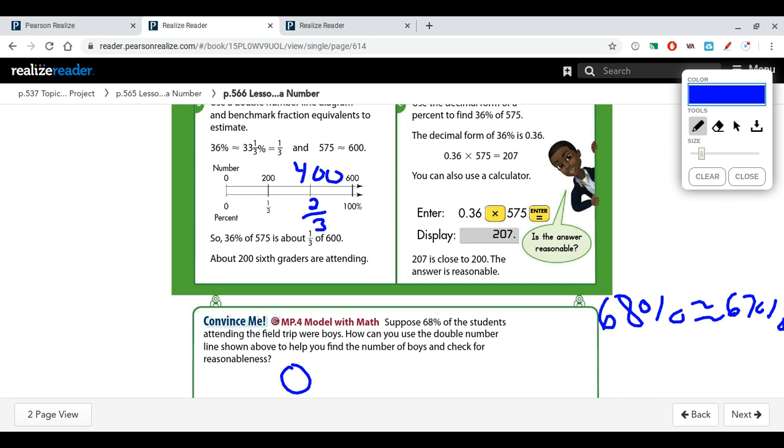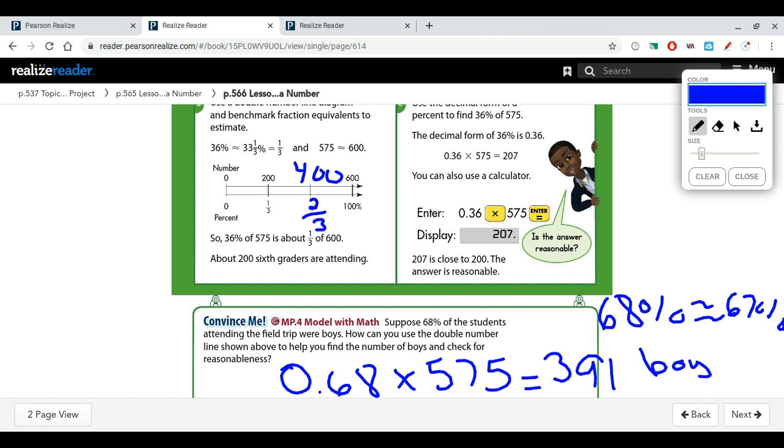So I'm going to take my 68%, write it as a decimal, and multiply that by 575. I write the equation so I can see what numbers you're using. So I'm going to do 0.68 multiplied by 575. When I plug that into the calculator, I end up with 391. So my answer would be 391 boys. My answer is reasonable because 391 is close to 400.